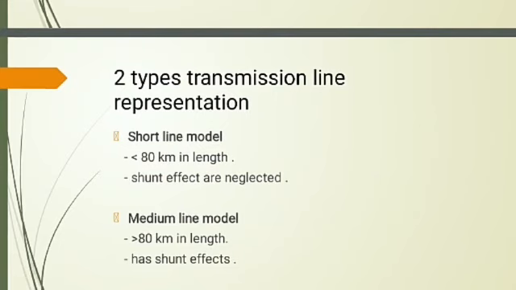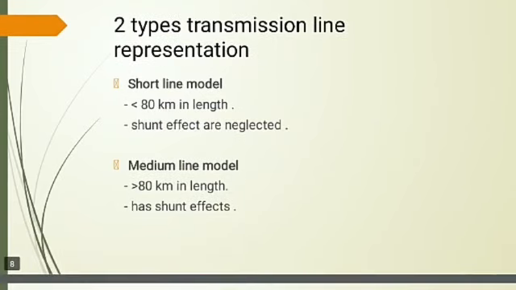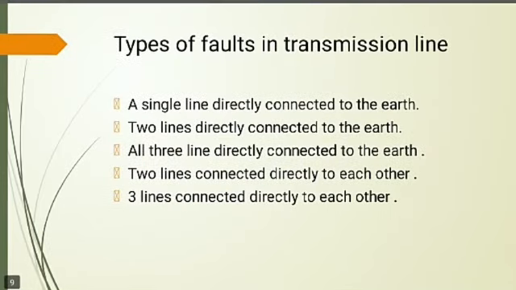There are two types of transmission line. First, short line model. Short line model is less than 80 km. Then there is no shunt effect. Next, the transmission line representation is medium line model. Medium line model is more than 80 km and has shunt effects. That is wide admittance.